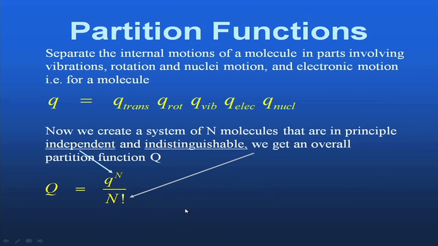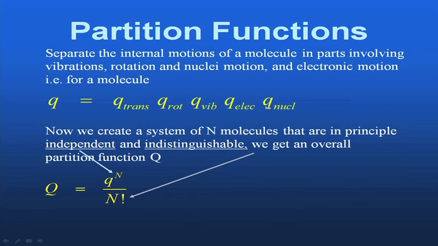If you look into any standard textbook of statistical mechanics or statistical thermodynamics, you will find this. These individual terms are individual partition functions, and this whole is to the power n, divided by n factorial, where n is the number of indistinguishable, independent molecules. So this is your overall partition function for this system of n indistinguishable independent particles.